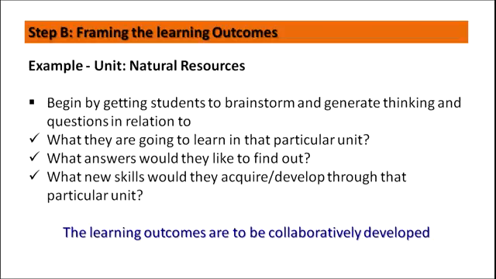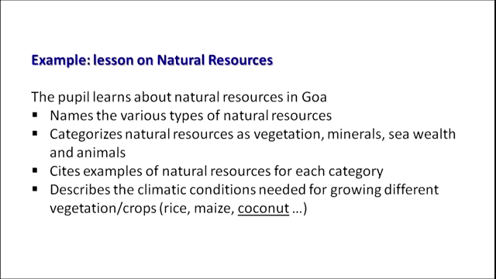So we need to get students to brainstorm, to think, to find out how this particular lesson would make a difference for them. And so the teacher and the students together, collaboratively, would write the learning outcomes. The teacher would not alone write the learning outcomes, but in collaboration with the learners would write the learning outcomes. So, an example on natural resources.